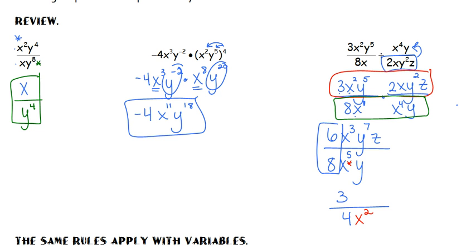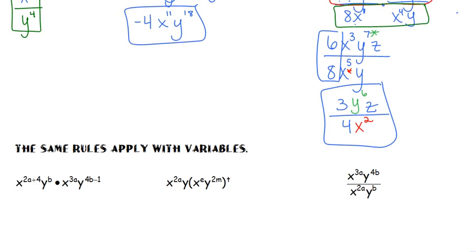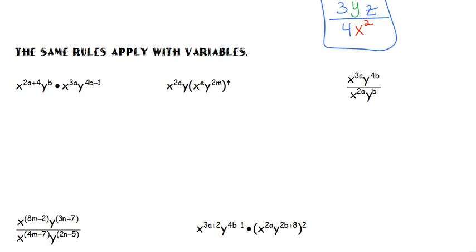We move on to the y's. Y to the 7th, y to the 1st. Y to the 7th is bigger, which means y stays on top. 7 minus 1, 6. And we only have one z, so there's nothing to combine. And there's our answer. Alright, that was a review of yesterday. Now we're going to take all of these same rules and apply them when we have variables in our exponents. Just remember, same rules apply. And you'll realize that it's really not that hard.